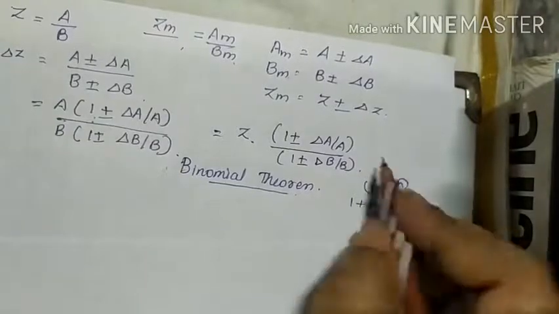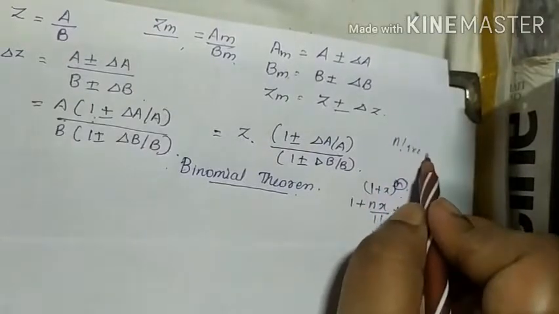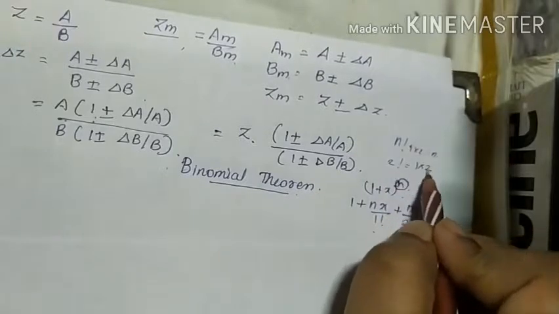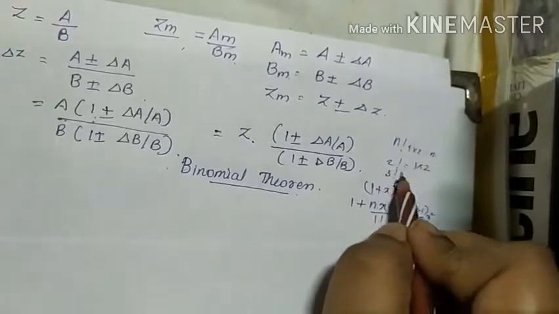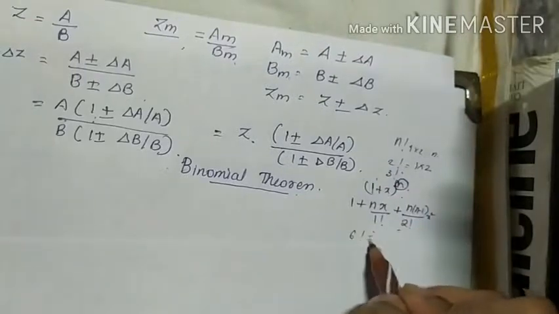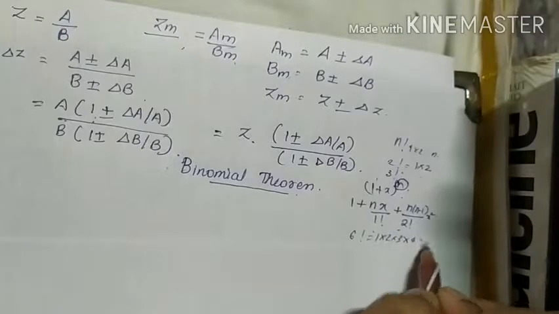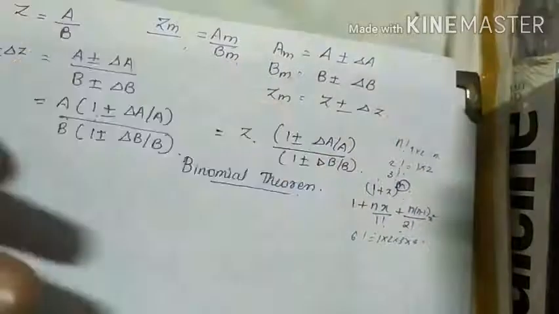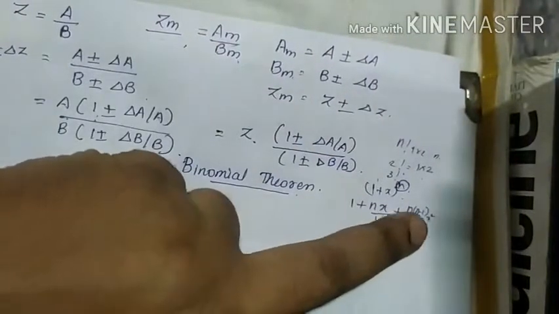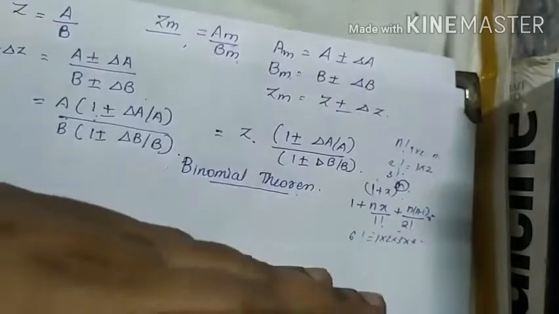But suppose n factorial is 1 into 2 and so on till n. So 2 factorial will be 1 into 2. 3 factorial will be 1 into 2 into 3. 6 factorial will be 1 into 2 into 3 into 4 into 5 into 6. Like that, I just gave you an idea of what this factorial means. So the next term will be n into n minus 1 into n minus 2 divided by 3 factorial into x cubed. It goes on, right?